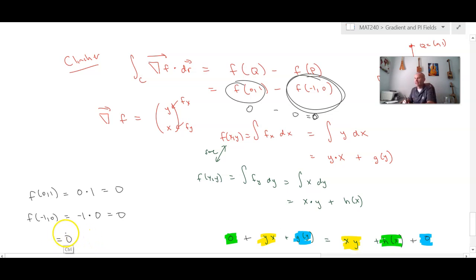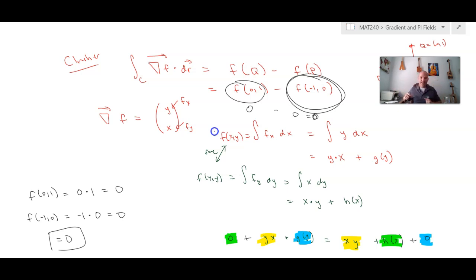We evaluated that line integral to be 0, but we didn't need to do any parameterization whatsoever. We just needed to compute a couple simple integrals, discover what f of xy is based on matching things up from the two antiderivatives that we took, and then plug in a couple of numbers. So it actually was significantly easier. This is the beauty of path-independent fields.